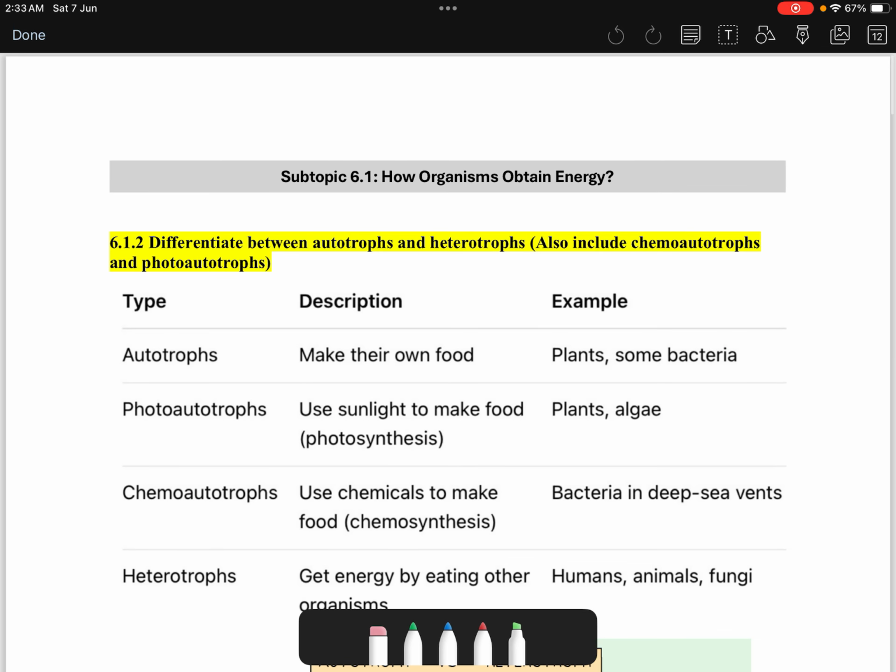And here is the most interesting and easy topic of the term, and that is how organisms obtain energy. So we will talk about how organisms obtain energy. Basically, when we talk about obtain, we have two major categories. One is called autotroph, those who can make their own food, and the other one is called heterotroph. They cannot make their own food. While autotroph can be further divided into two more categories.